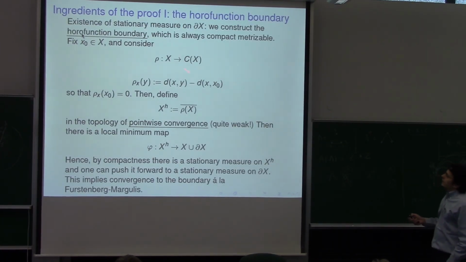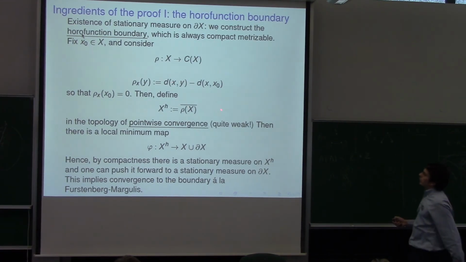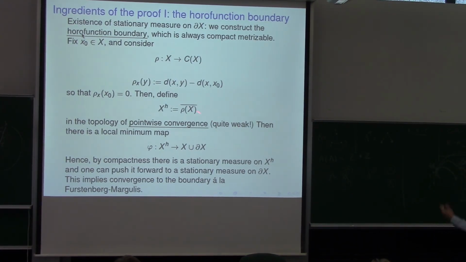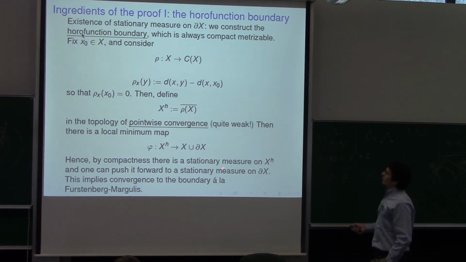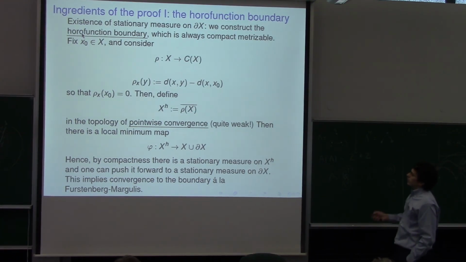So basically, you can embed x in the space of continuous functions on x which vanish at some point. And then you take the closure of x in this huge compact set. It turns out to be compact because everything is bounded pointwise. So it's always compact, but the topology is kind of weird. It's a very weak topology because basically it comes from Tikhonov's theorem. So everything converges here, and you do get a stationary measure here, but you can't quite use it yet.